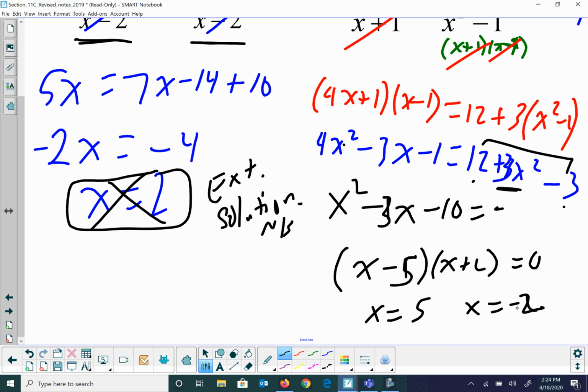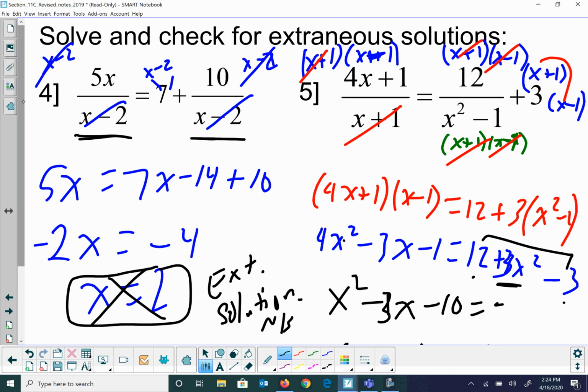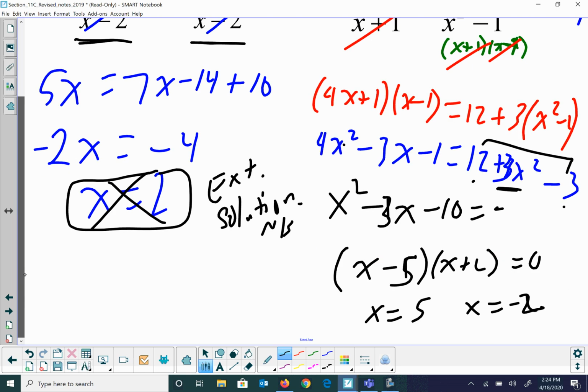I don't know why my pen's being goofy on me. So let's double check those up above. If I take 5 or negative 2 and plug it into the original, they both work, which is great.